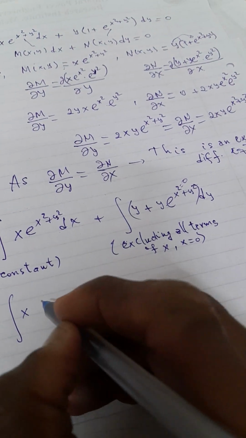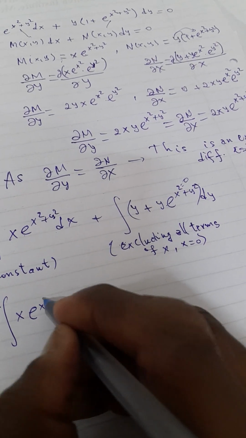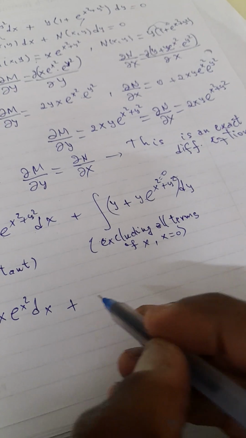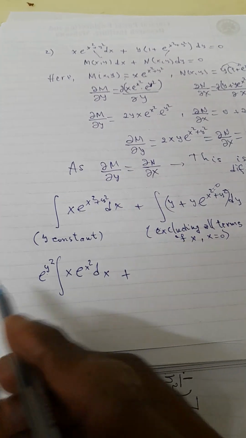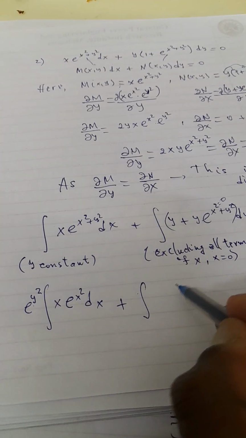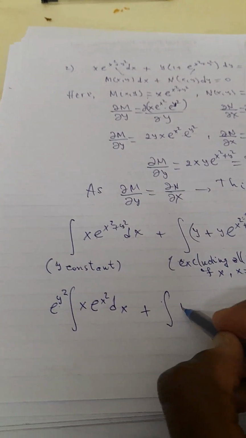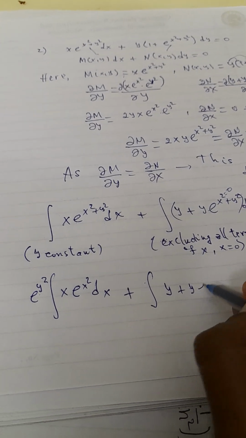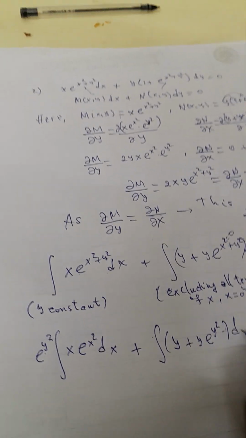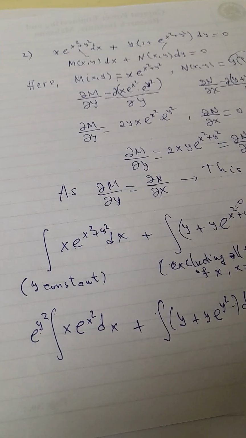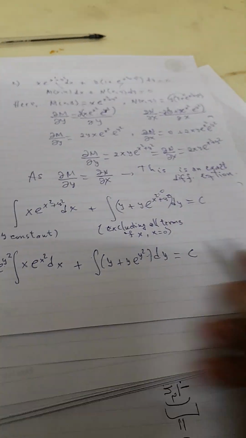So this will be x e^(y squared), then e^(x squared) dx, plus, because here y is constant, y is constant, out. Then integration. Where you find x, put 0. So x here will be 0. This will be only y plus y e raised to y squared, and dy equal to c. Now, is that okay? Now just solve this one.